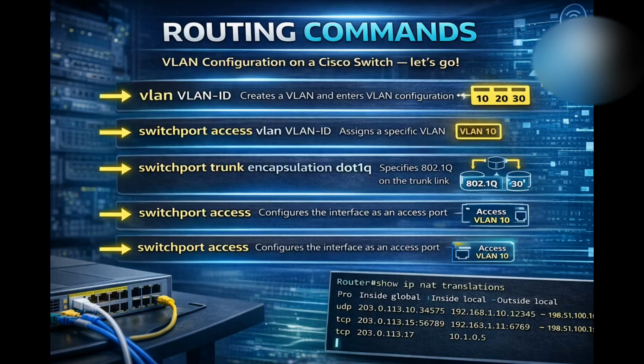And switchport access. This command configures the interface as an access port, meaning it carries traffic for only one VLAN. And that's how you start building VLANs on a Cisco switch.